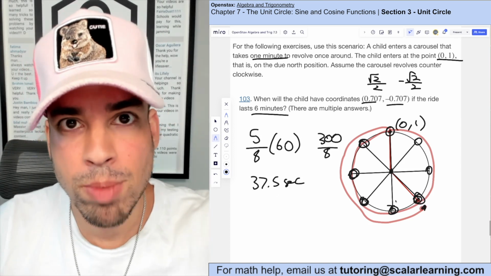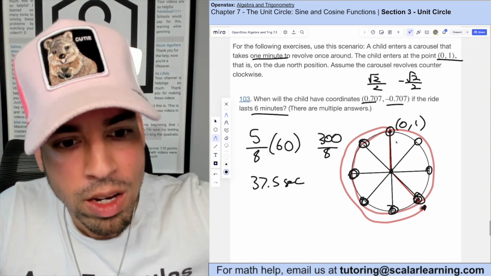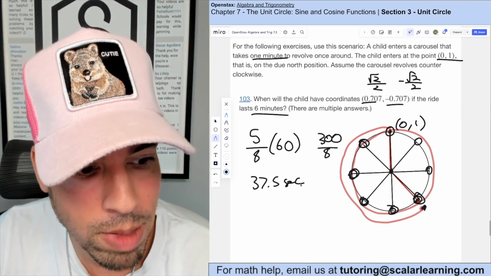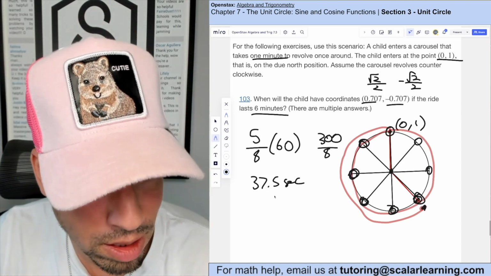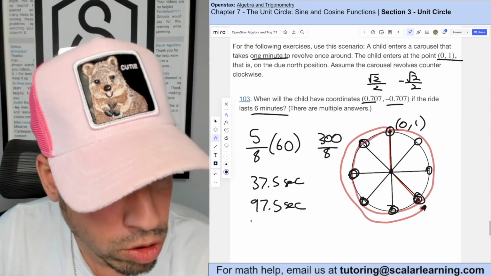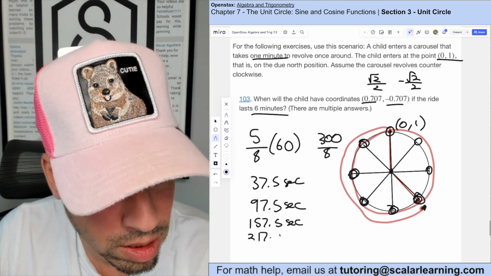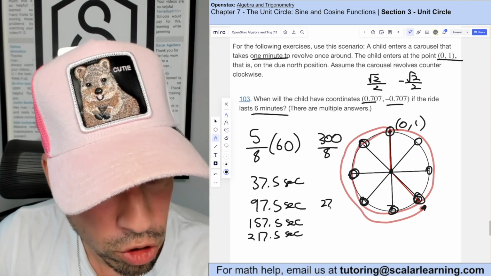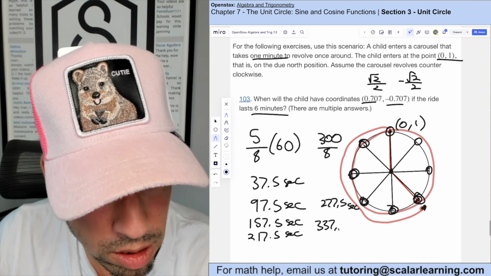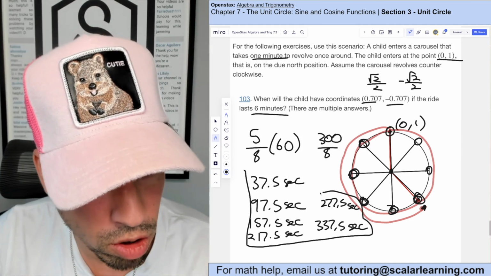And guess what? This is all going to be coterminal, if we're adding 360 degrees, but it's also coterminal with 60 seconds, the amount of time for one revolution. So to get the remaining pieces, we just add 60 to this 5 more times. So we'd also have 97.5, 157.5, 217.5, 277.5, and last but not least, 337.5 seconds. So these 6 values are your answers.